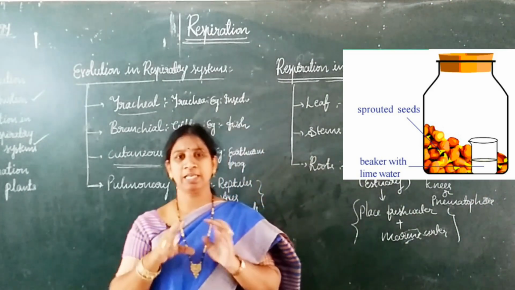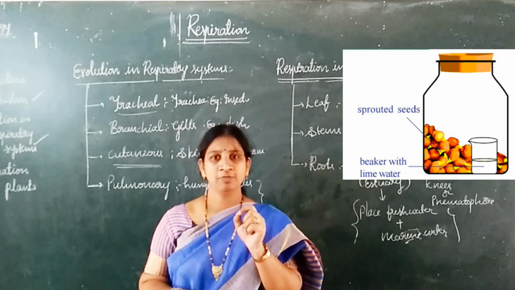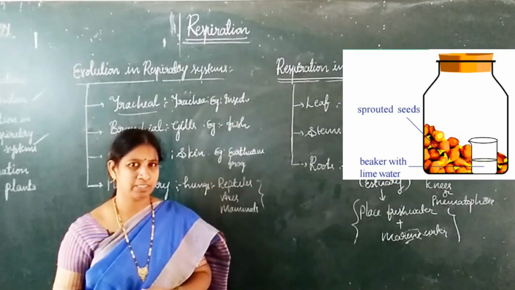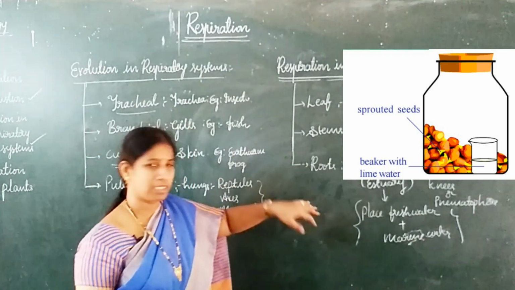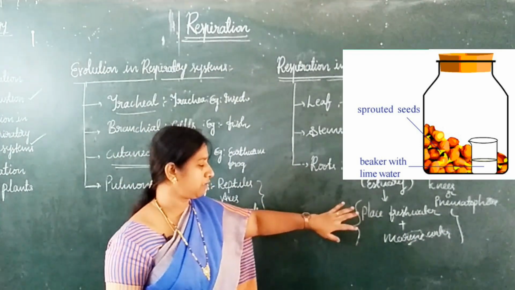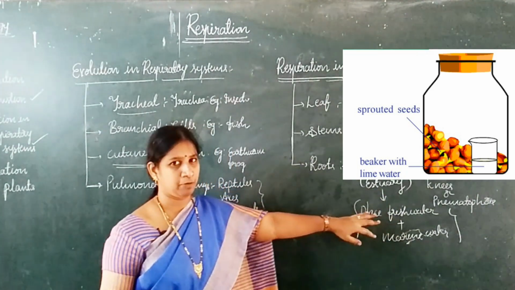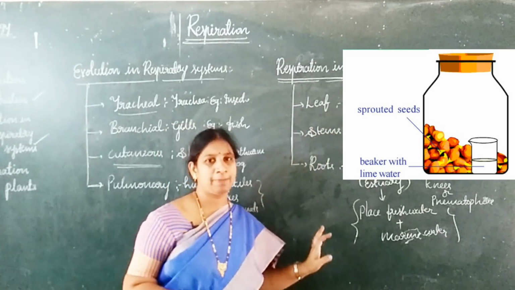Now arrange these seeds in a cloth pouch and leave them like that. The next day we can see small seedlings, which we can call sprouted seeds. So collect those sprouted seeds. Now introduce those seeds into a glass jar, and on the other side of the jar we have already arranged a small beaker with lime water. Now keep the proper lid on the jar and leave the whole apparatus for some time.